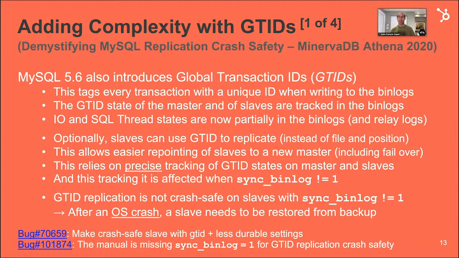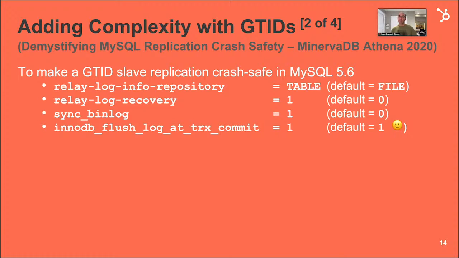Also, a bug that I found a few days ago is that the manual is not telling you that you need sync bin log equal 1 for GTID replication crash safety. So I opened this bug, I reproduced a crash and a replication breach. This is a very recent bug, so when I say that the documentation is wrong on this subject, that is why. So for GTID with MySQL 5.6 to be crash safe, you need all those layers.